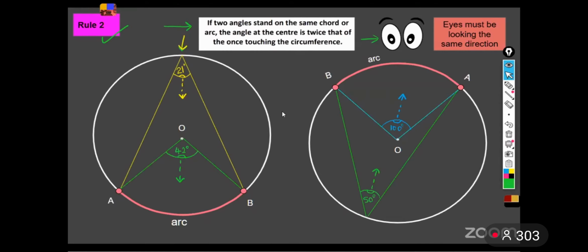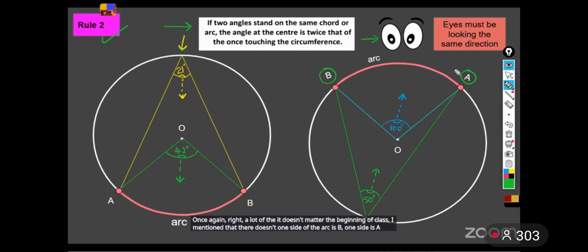Once again, it doesn't matter if A or B. Remember at the beginning of class, I mentioned that one side of the arc is B, one side is A. You could use any two letters here, right? One letter just represents the beginning of the arc, and the other one represents the end. If you want to, B could be the beginning or the end. If B is the beginning of the arc, A is the end. The point is, both pairs of legs are connected to A and B. So it doesn't matter if I connect it to A first or B first. I think that's irrelevant.